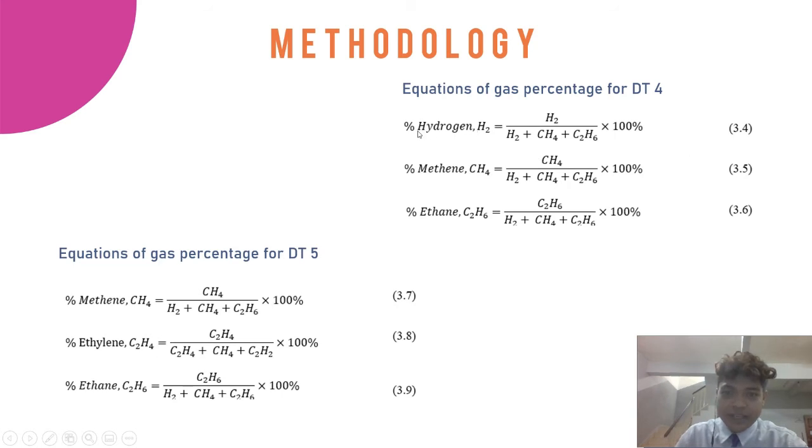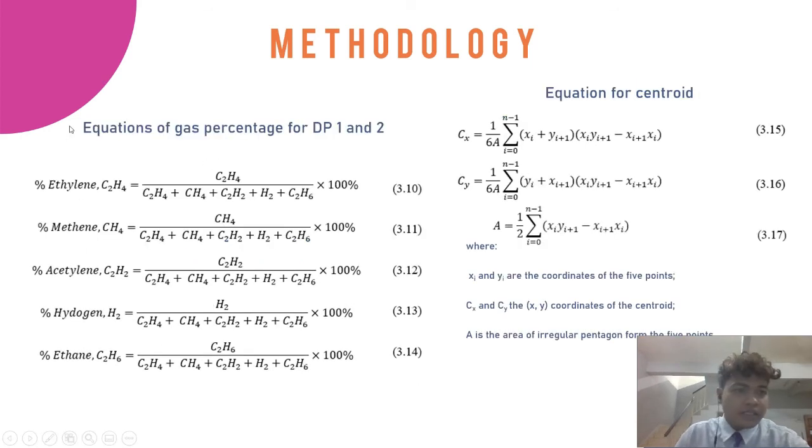So we can see that the hydrogen is changed. Next is the equation for DT5, which is the same. However, the type of gas is changed according to the gas used in DT5. Here you can see the equation of gas percentage for DP1 and DP2. There is the type 5 equation, the first equation for ethylene, methane, acetylene, hydrogen and ethane.